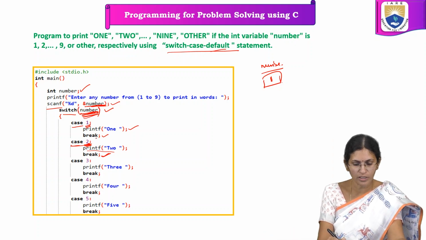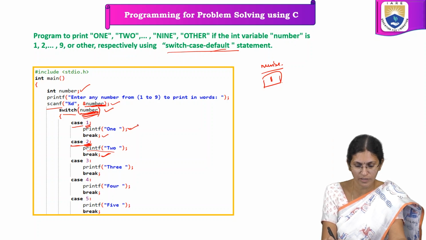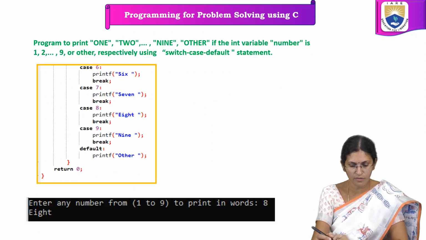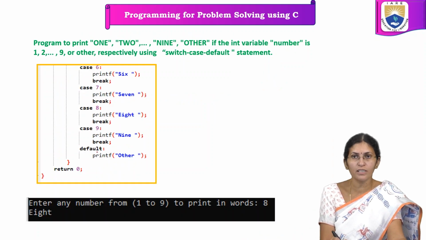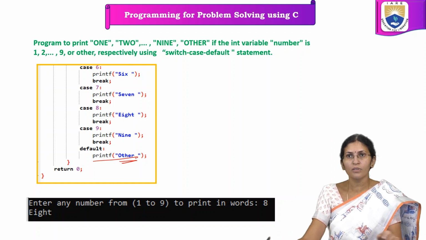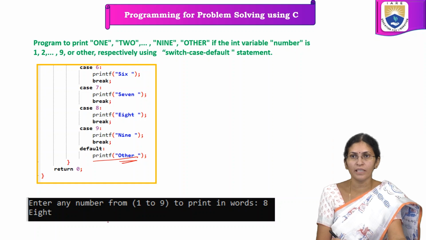So in this way, for each case, we can write the statements. So case 2, case 3, case 4, case 5, and so on up to case 9. So in the default case, we are printing the statement "other". So this is what we need to print. So if you run the program, we'll get this output.